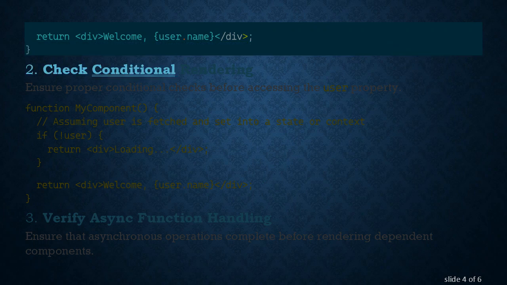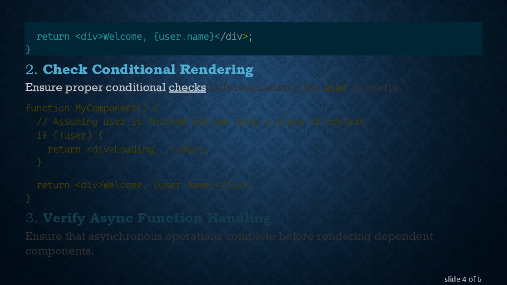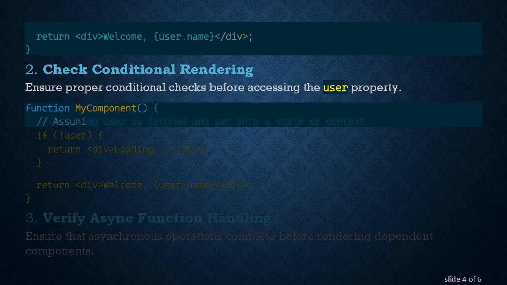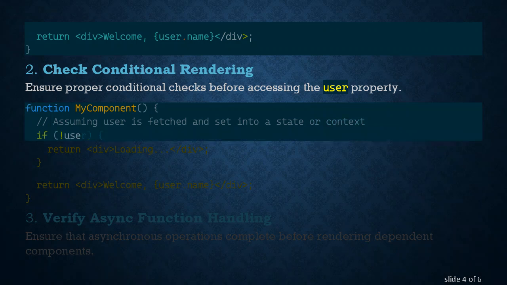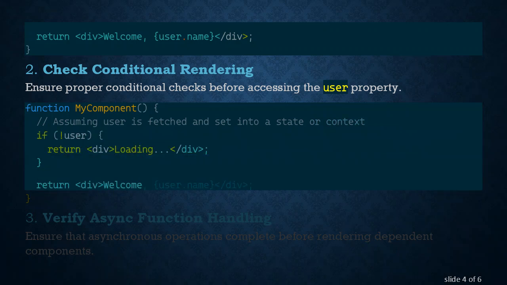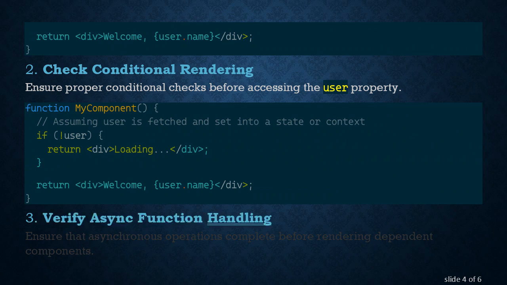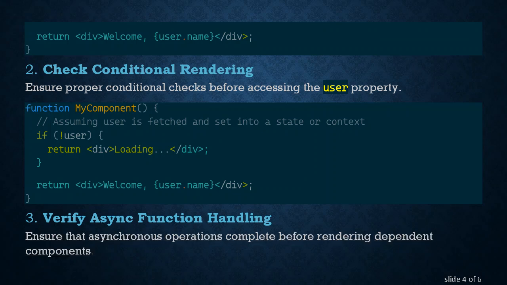2. Check conditional rendering. Ensure proper conditional checks before accessing the user property. 3. Verify async function handling. Ensure that asynchronous operations complete before rendering dependent components.